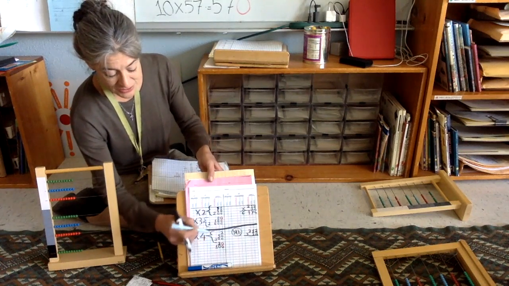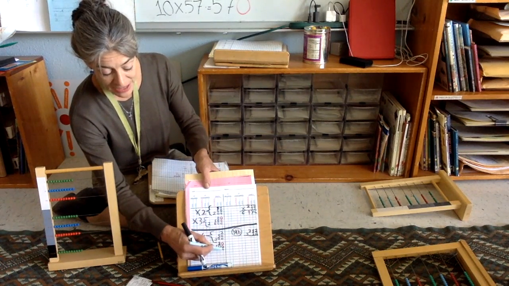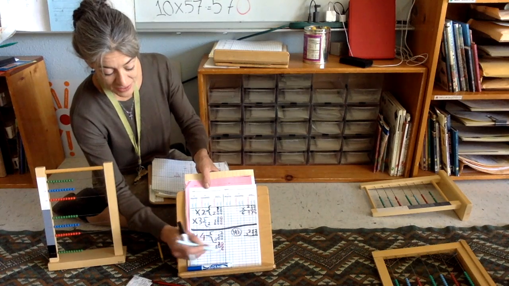What's going to happen to the 300s if we make them ten of times? What are they going to become?